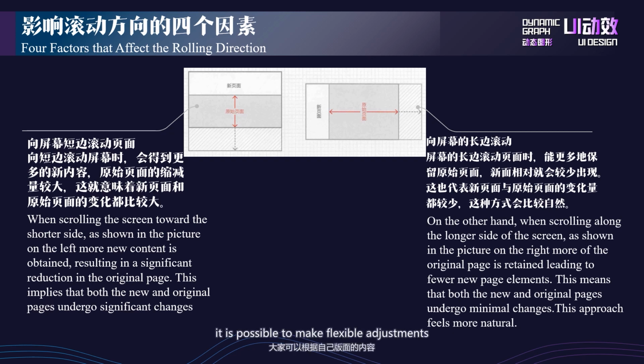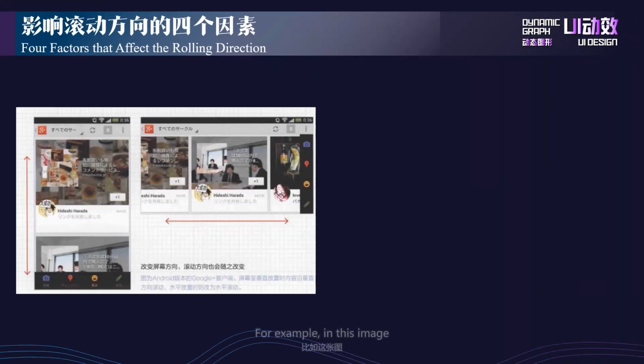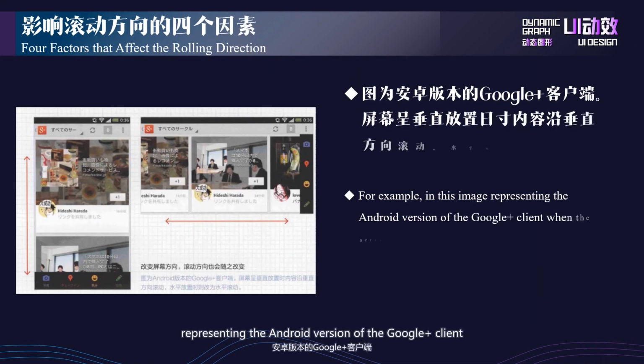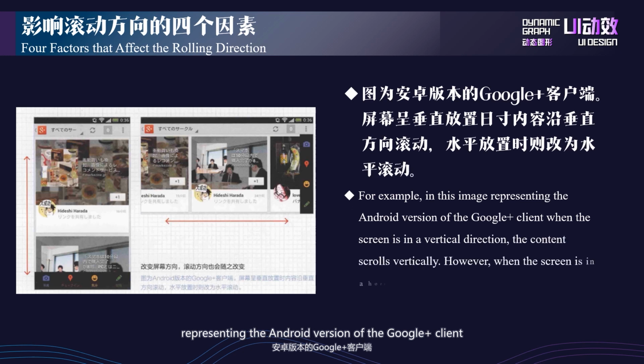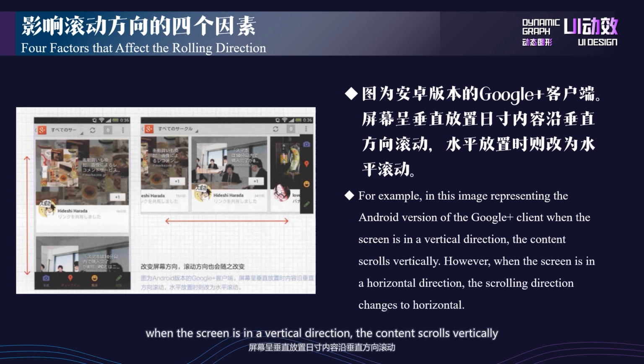Sometimes it is possible to make flexible adjustments to the scrolling direction based on the content layout. For example, in this image, representing the Android version of the Google Plus client, when the screen is in a vertical direction, the content scrolls vertically. However, when the screen is in a horizontal direction, the scrolling direction changes to horizontal.